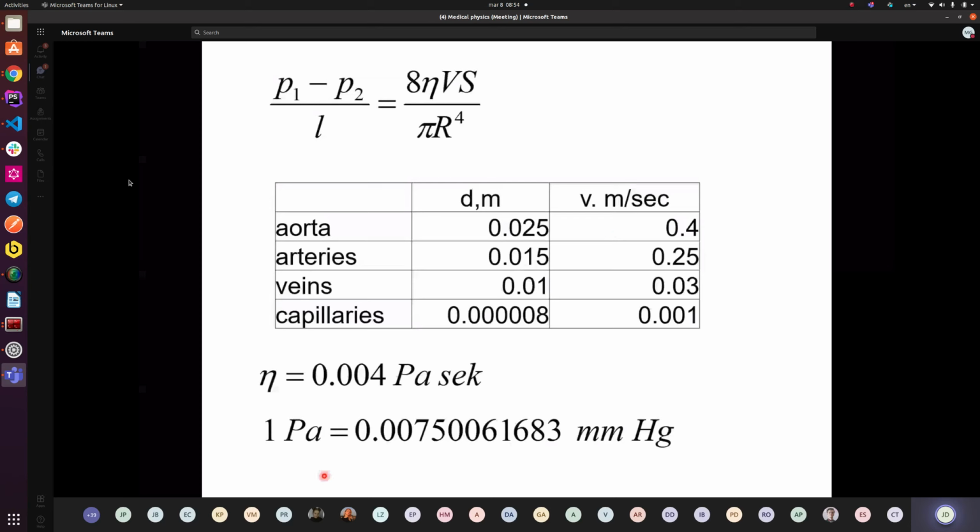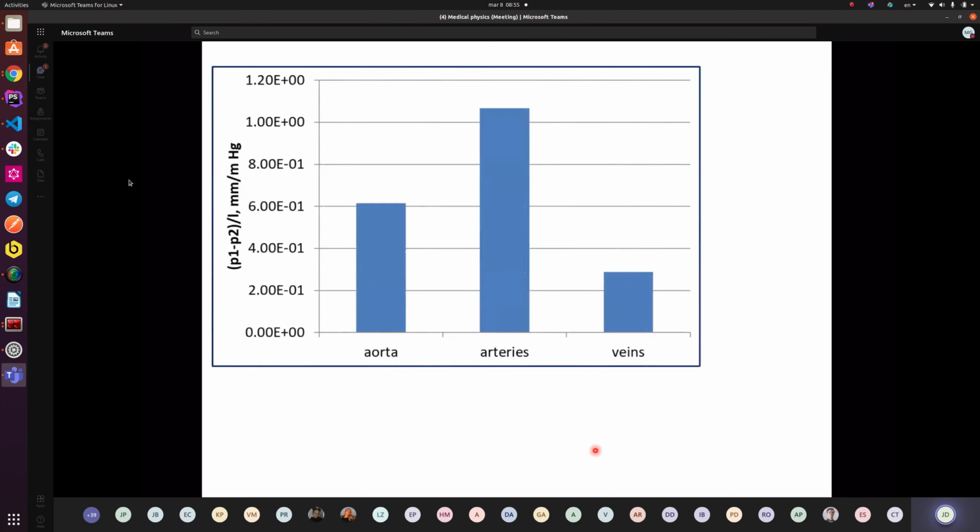This is blood pressure in Pascals, just to identify that 1 Pascal is 0.075 of a millimeter of mercury, because typically medical doctors are measuring in millimeter of mercury units. And this is a calculation. Have a look.